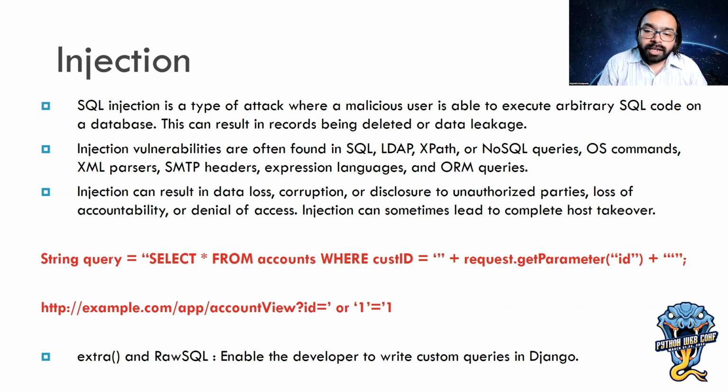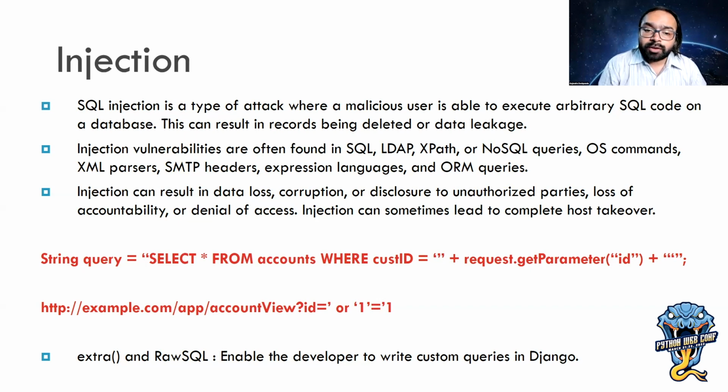Now, this is how the SQL injection attack is carried out. You can see here that the first line has the SQL query: string query equals select star from accounts where customer ID equals request.getParameter of ID. At the end of the query, we are going to use malicious input, and that's how it has been used in the next line.